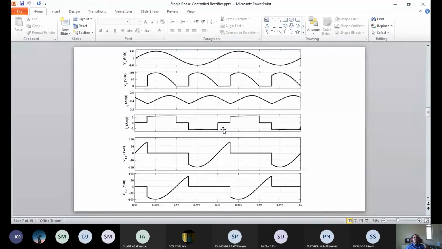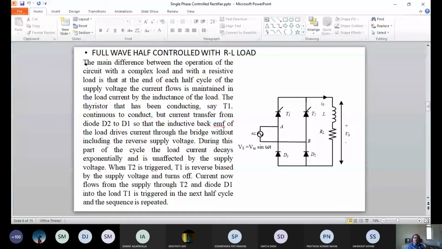Till now, any question? Mode 1: T1 and D2 are forward bias. T1 is triggered at alpha. Current will flow from source, T1, L, R, D2, B, back to source. After pi, D2 is reverse bias and turns off. T1 is forward bias and turns on. Current in T1 is not 0, so it will continue to conduct because of the inductance. The voltage driving the thyristor and the stored energy in the inductor get dissipated in the circuit through a freewheeling path.